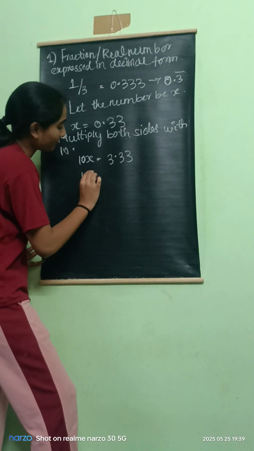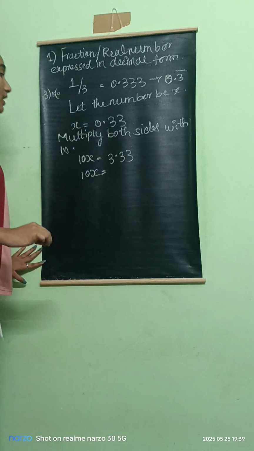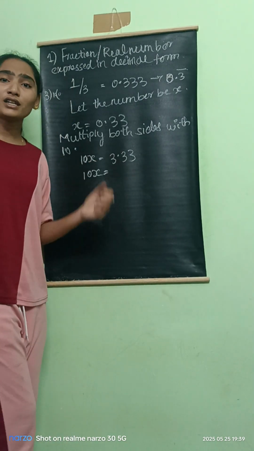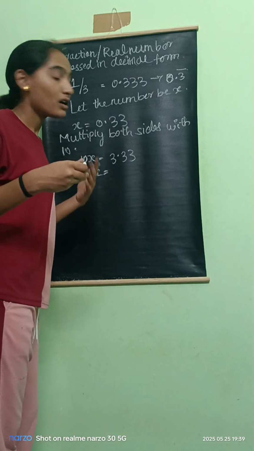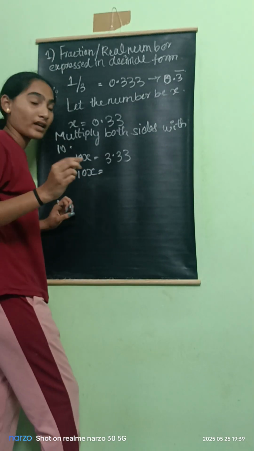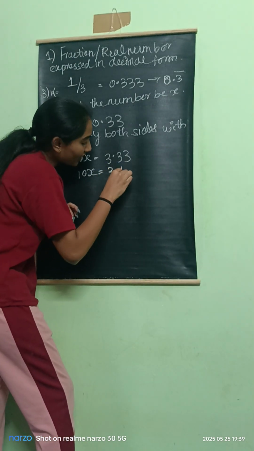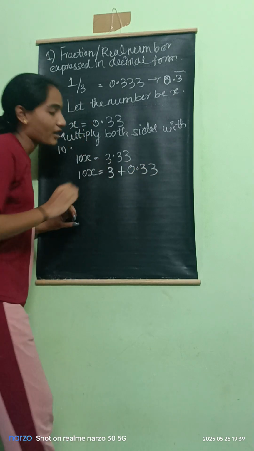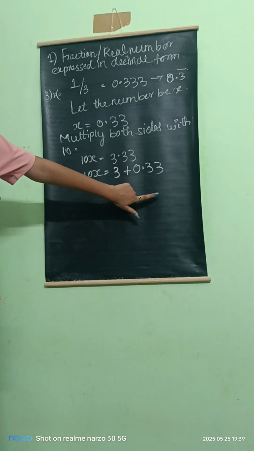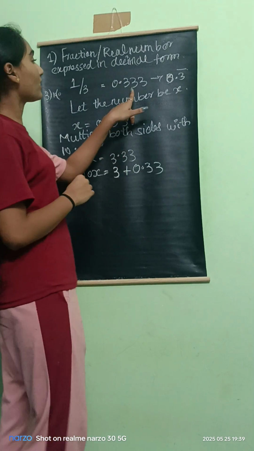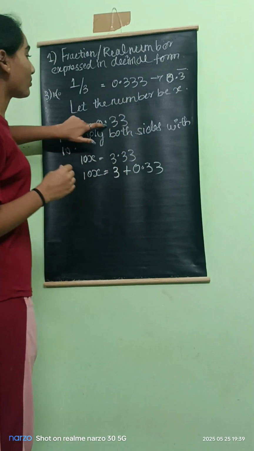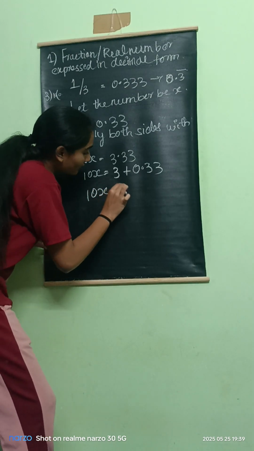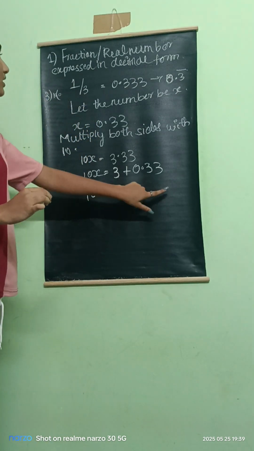10x will be written as it is. And this 3.33, how can it be written in other words? Can we write it like this, 3 plus 0.33? So what is the 0.33 here? It's x. So 10x is equal to 3 plus 0.33, which is x.